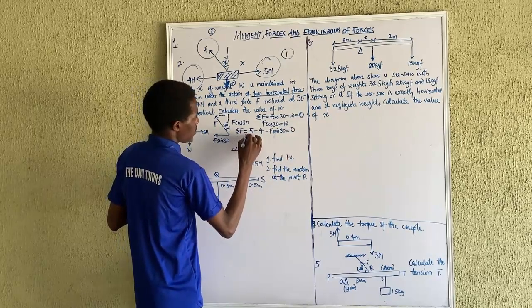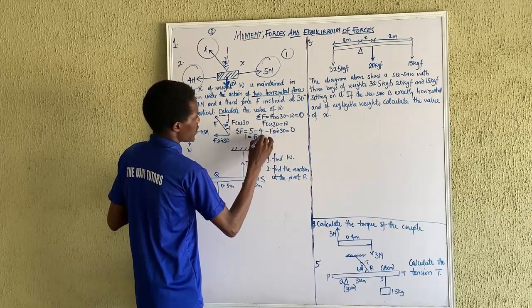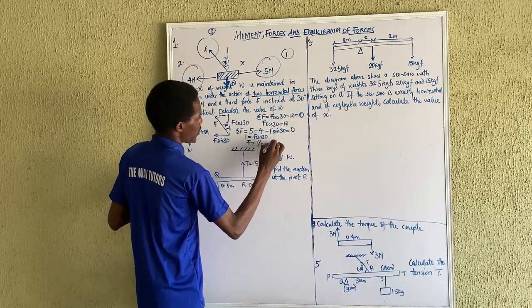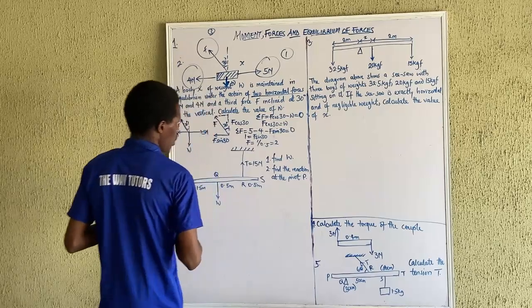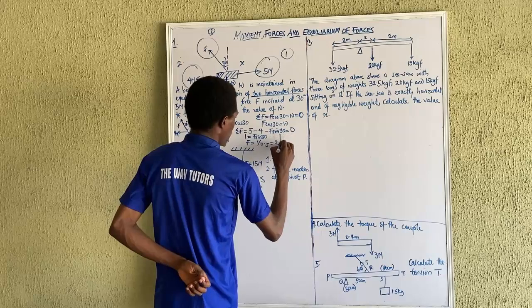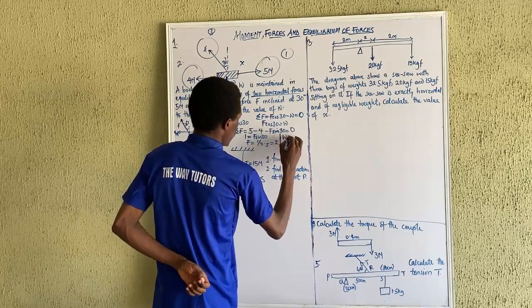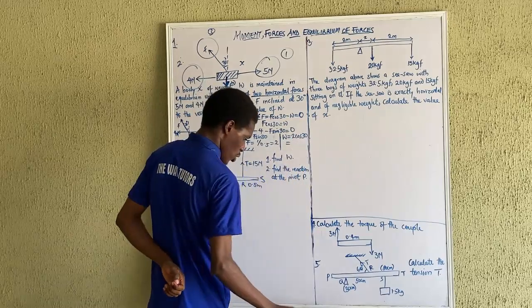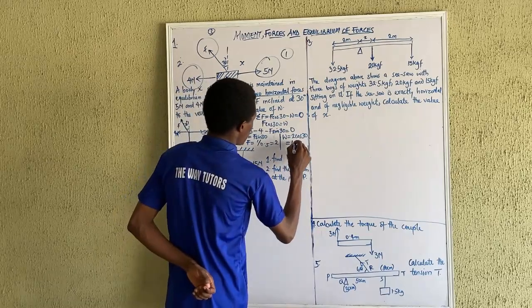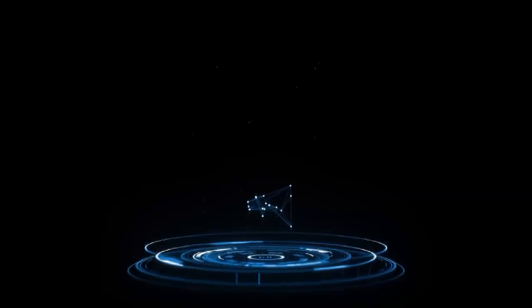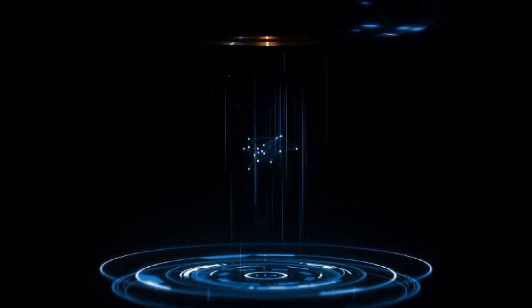That means 1 equals F sine theta, so F equals 1 divided by 0.5 equals 2. So if F is 2, that means W in the real sense equals 2 cos 30 equals 1.73 Newton. You are through with this question.